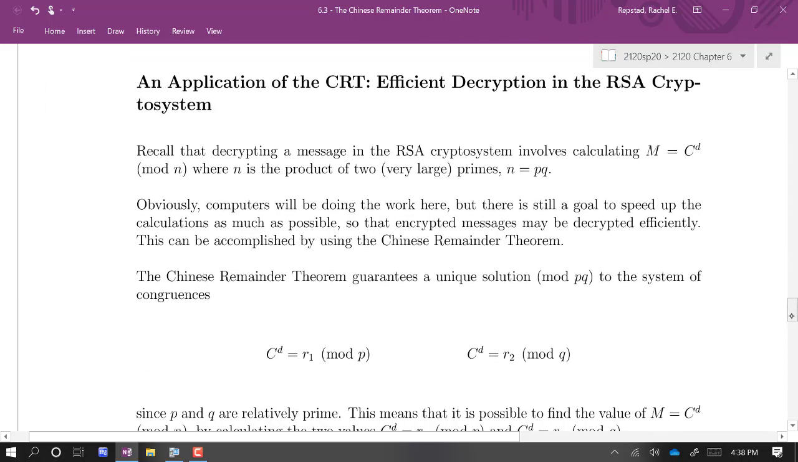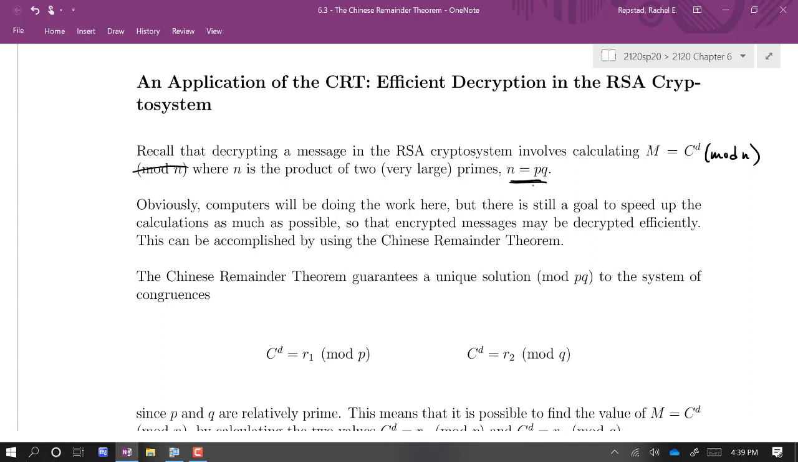Okay, so here's why we care about the Chinese remainder theorem. It offers a more efficient way to decrypt a message in the RSA crypto system. Remember that decrypting a message in RSA involves calculating c raised to the d power mod n, where n is the product of two very large primes. n is equal to p times q.